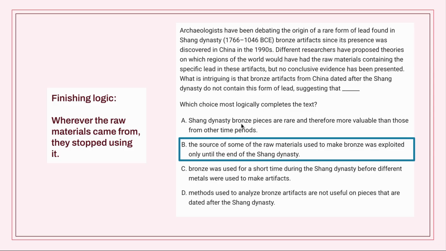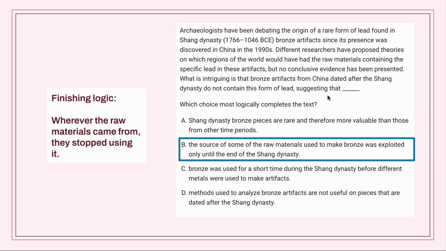So A is wrong because the bronze pieces are rare and therefore more valuable than those from other time periods. We don't know if they're more valuable just because they have rare lead. It doesn't say that it makes them more valuable. They're definitely unique for that reason, but we don't know if they're more valuable. C, bronze was used for a short time during the Shang Dynasty before different metals were used to make artifacts. That's not true.